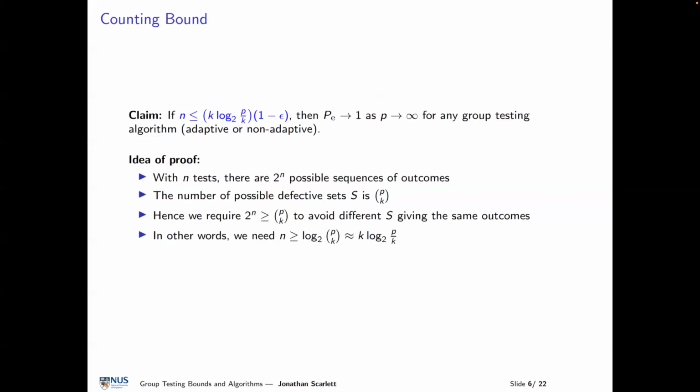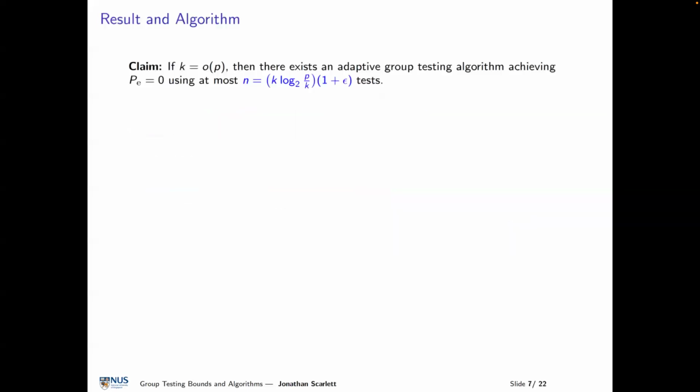So every set should have a different sequence of outcomes. But there are p choose k of those. So p choose k possible sets, 2 to the power of n possible outcomes. So we need this inequality. Otherwise, two of them would give the same outcomes and you wouldn't be able to distinguish them. If 2 to the n has to be at least p choose k, you rearrange and get that n should be at least log of p choose k, which, if k is small, is about k log p over k. So that's a very simple argument. I'm being a bit informal, but it's also very easy to formalize. The reason for putting that claim here is so that I can compare it to what's achievable by this algorithm, which is basically the same threshold.